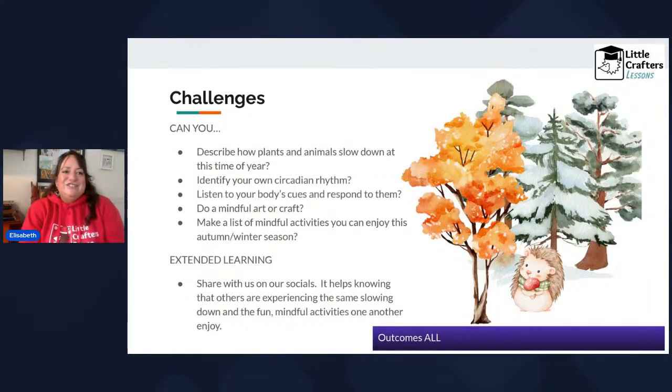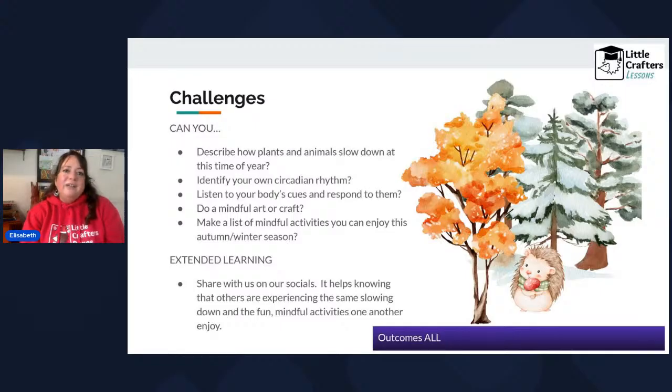Your challenges for today, everyone. Can you describe how plants and animals slow down at this time of year? Can you link that to your own circadian rhythm? Remember, we are humans, we are animals. We also need to slow down at this time of year. So be patient with yourself and identify your own circadian rhythm when you have the energy to tackle things and when you do not. Listen to your body's cues and respond to them.